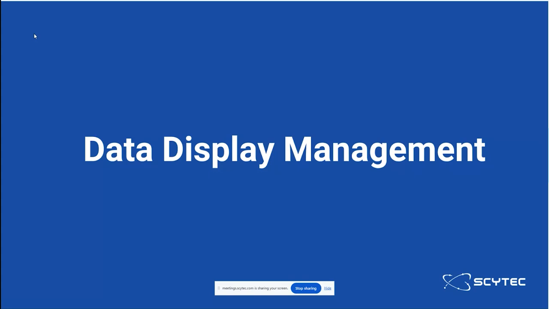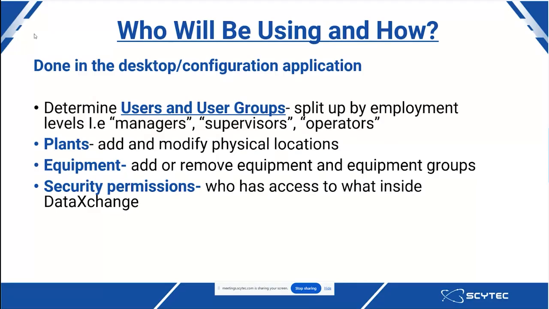Next up, I'm going to be talking about data display management options. So as I mentioned earlier, we have a desktop configuration application that a lot of the implementation and setup processes are done through. One of the tenets we like to discuss when starting out with somebody that's either doing a trial or somebody that is new to the DataXchange machine monitoring platform is there's some things that you're going to define in the beginning setup process, such as your users and user groups. And those can be split up by employment levels like managers, supervisors, and operators. Different plants where you can add or modify different physical locations inside of DataXchange.